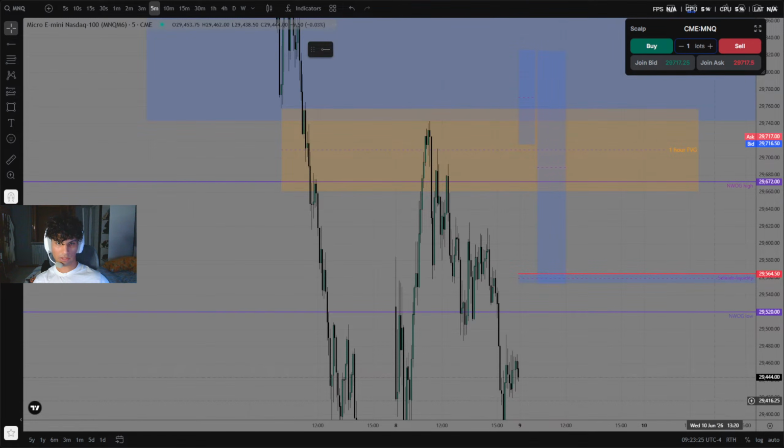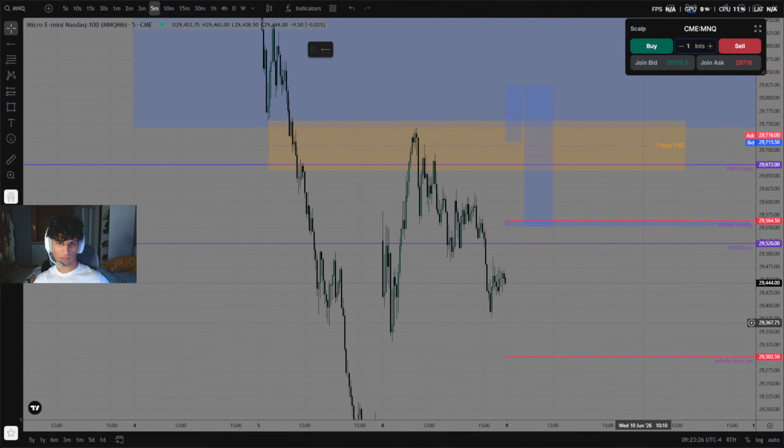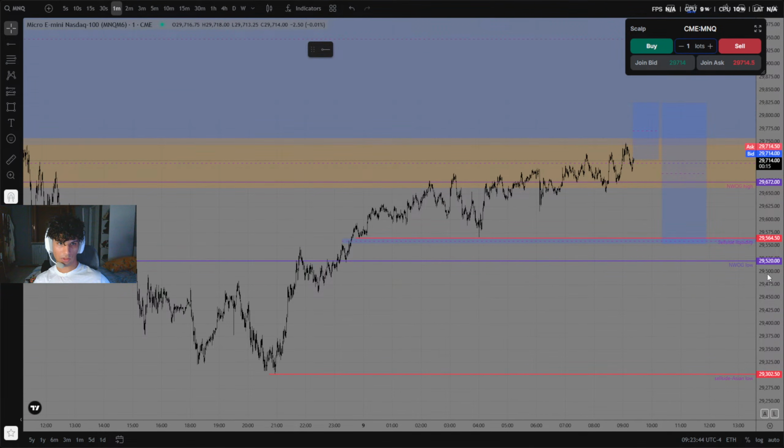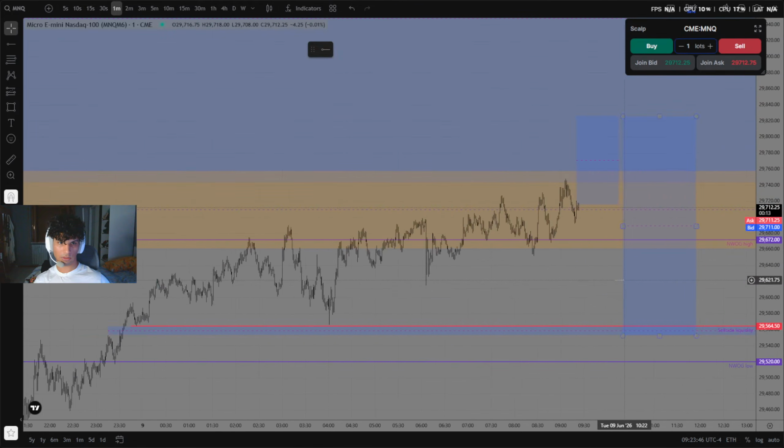The opening range gap is below, at 29,4440. So it's right here. No, it's below. And let's see how the price is going to go.